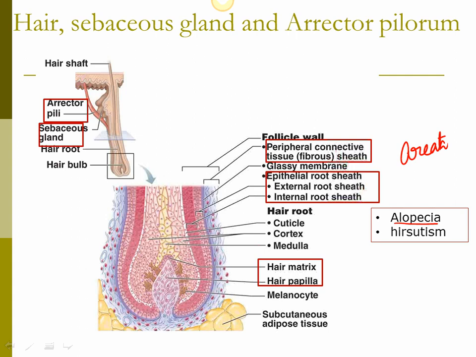Alopecia areata is a condition where the hair follicles have been attacked by the immune system, so it's an autoimmune disease. You have bald patches at different parts of your scalp. It could be on your body also.